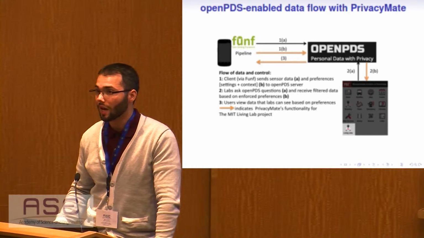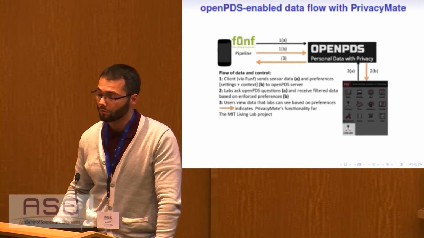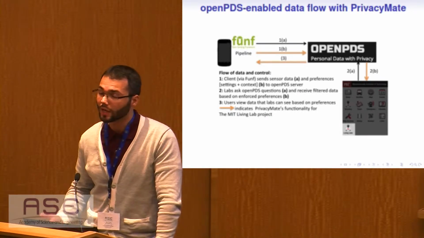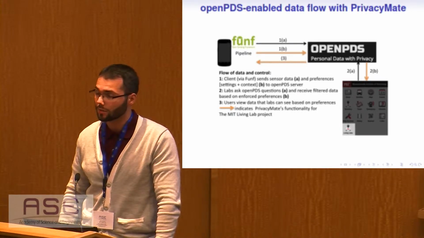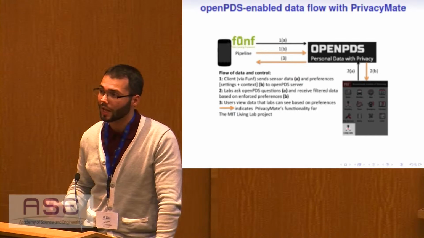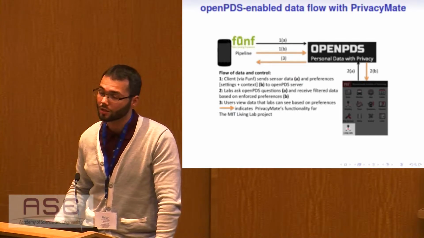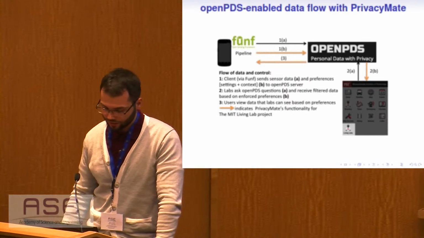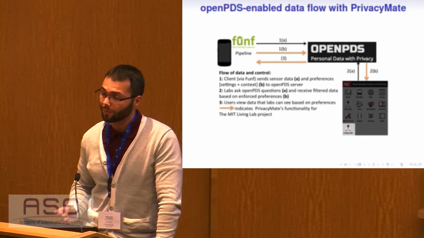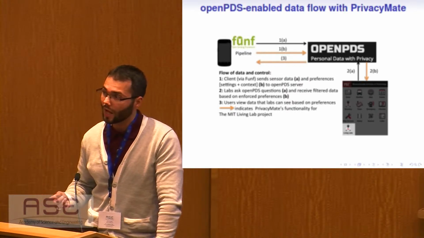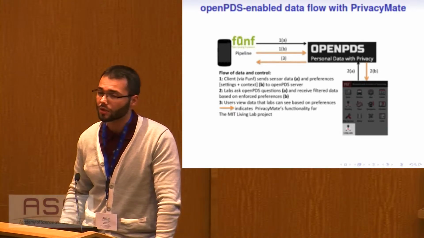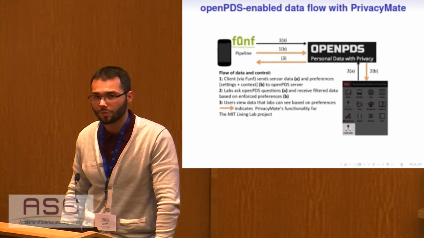Each individual lab is an application built on top of OpenPDS that, rather than providing raw data to the MIT mobile application, runs analysis, runs code within the person's personal data store, and sends a dimensionality-reduced answer back to the application. This code has access to raw data within the personal data store that is consistent with the user preferences that the user set up in Privacy Mate.